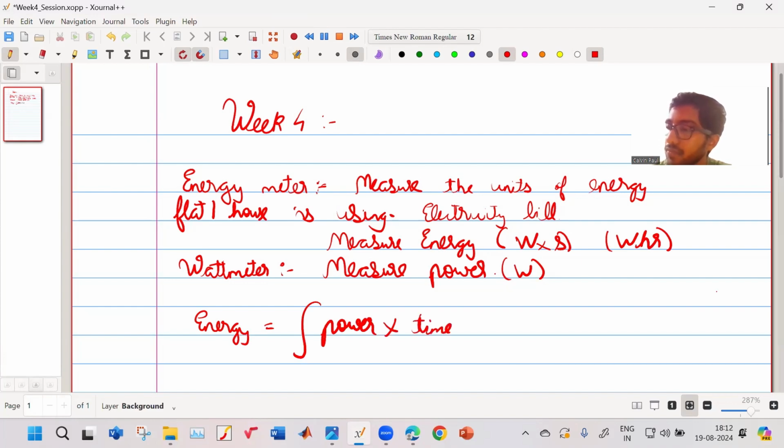Okay. So how much power you're using and for how much time you're using it, that basically refers to how much energy is being consumed by your house or by some particular appliance. So a wattmeter and energy meter have similar roles. Wattmeter will measure how much power is being consumed. Energy meter will measure how much energy is being used.